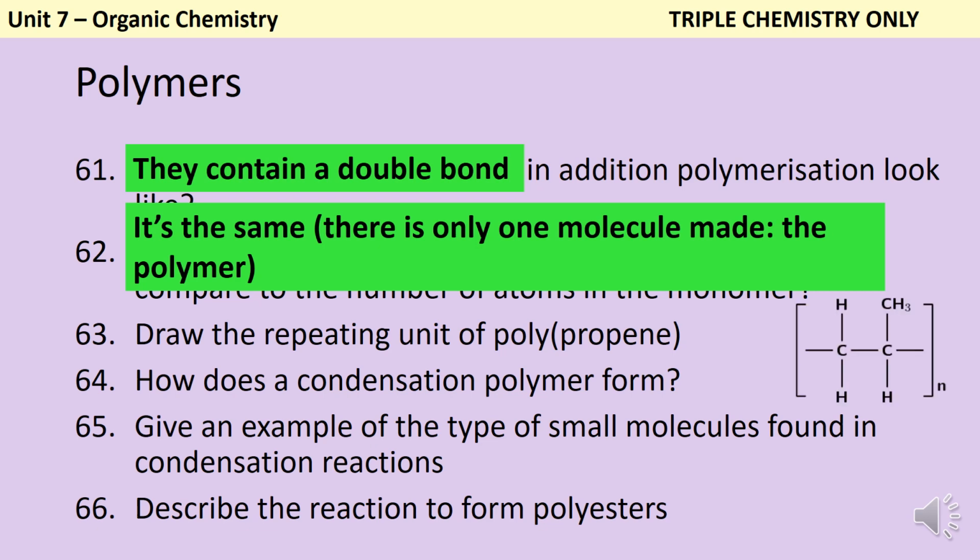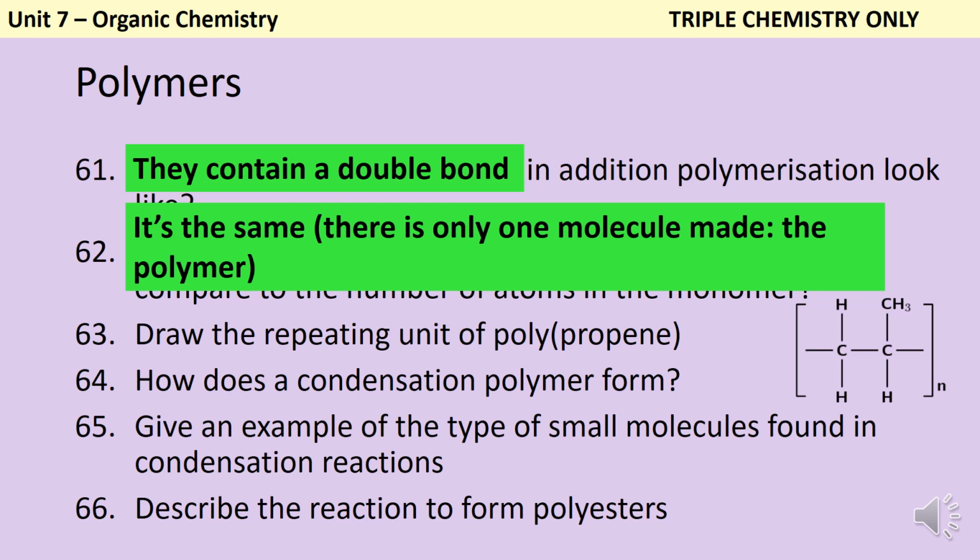Polypropene is going to have a repeating unit that looks like this. Now pay attention to the fact that this is the repeating unit, not the monomer. So it doesn't have the double bond in the middle, that double bond has broken, and instead each of those carbon atoms can form another covalent bond with an atom that we can't see in this picture.